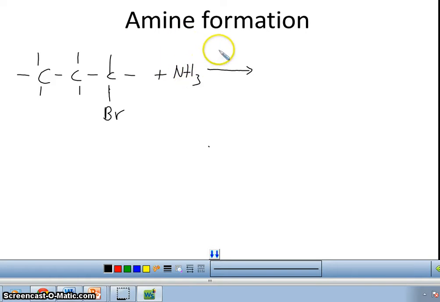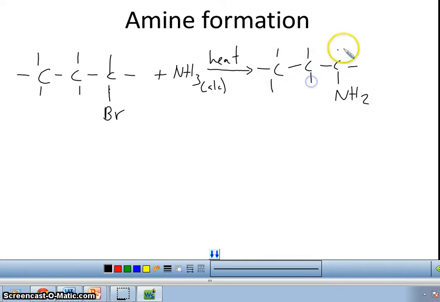However, if we do this in heat and an alcoholic solution, so we dissolve the ammonia in alcohol, not in water, because that way there is no OH minus around, then this will do a very nice substitution reaction, and I'll end up with the amine. So we want to make sure that we don't have that water in there. And again I will have HBr. Awesome. Moving on.